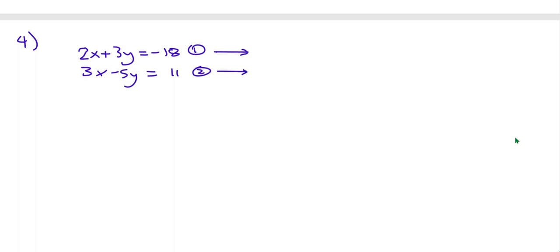So let's say you can pick a variable that you want to eliminate. So let's say you want to eliminate the x's. One of them's a 2x, one of them's a 3x. If I make them both 6x, then they will line up. To make them both 6x, I'm going to need to multiply the first equation by 3. And I'm going to get 6x plus 9y equals negative 18 times 3 is negative 54. The second equation, in order to make a 6x, I'm going to have to multiply by 2. So I have 6x minus 10y equals 22.